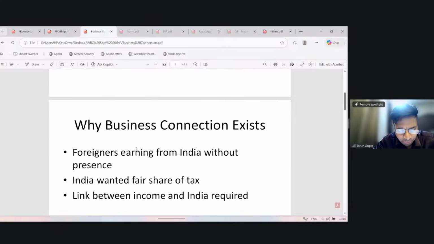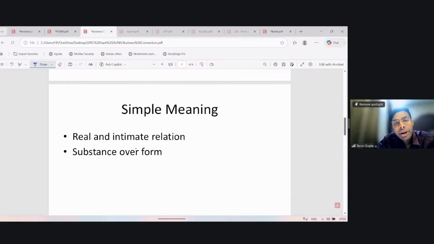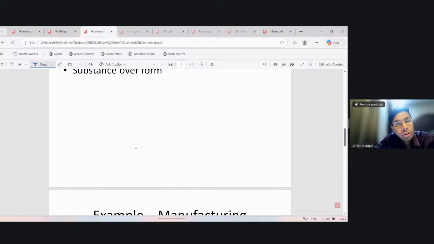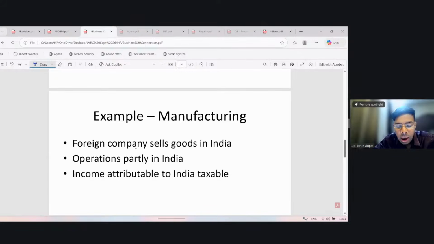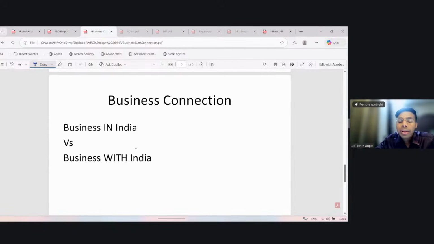Now, business connection. Why does business connection exist? A foreigner earning income from India without any presence. India wanted its share of tax. A link between income and India is required. Business connection should be a real and intimate relation. Substance prevails over form. Example, foreign companies sell goods in India, operate partly in India, or income attributable to India is taxable in India. So business connection actually is when there's a business in India and not business with India. If the foreign company is doing business with India, then it does not have a business connection in India. If a foreign company is doing business in India, then it's a business connection in India.